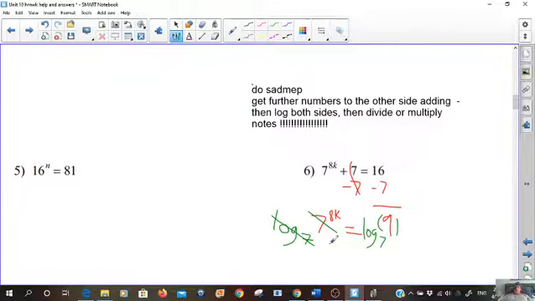And now we bring down the 8k, good. And now equals that, and then we just want to divide by 8. And that solves for k. So k is equal to log base 7 of 9 divided by 8. It's just a decimal number, and that'll be the answer that we're looking for on your homework assignment.